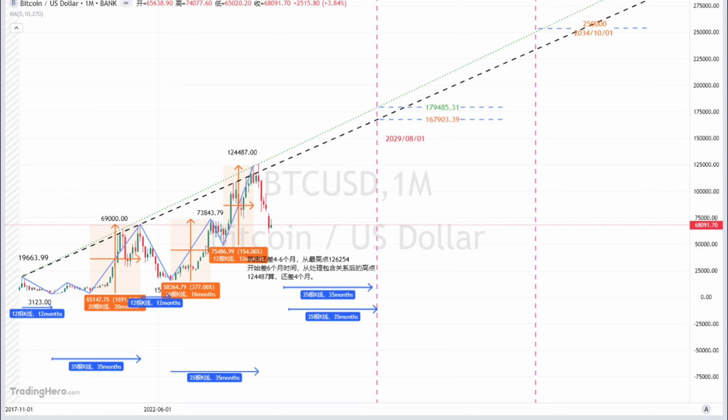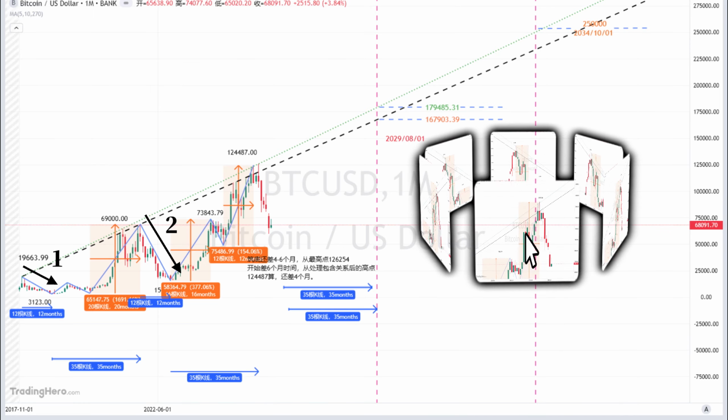Let's identify the time periods of each decline from monthly highs. 1. From December 2017 to December 2018, the downside time frame was 12 months. 2. From November 2021 to November 2022, the downside time frame was also 12 months. Based on this pattern, if we assume a 12-month decline starting from October 2025, the current high of 126,254 has already been falling for 6 months. That means, in terms of time frame, it still needs 6 more months.